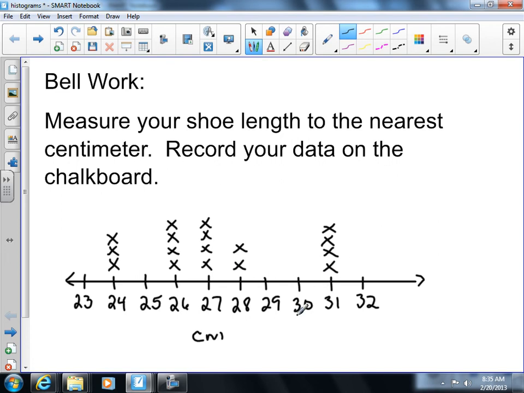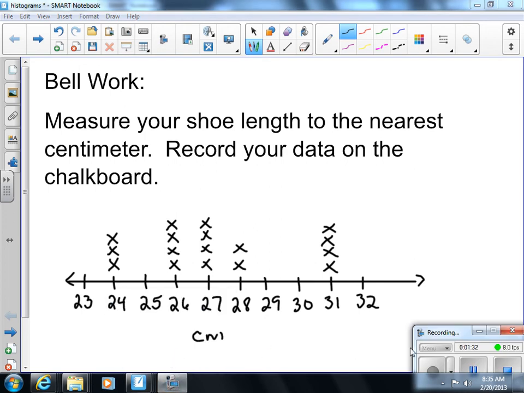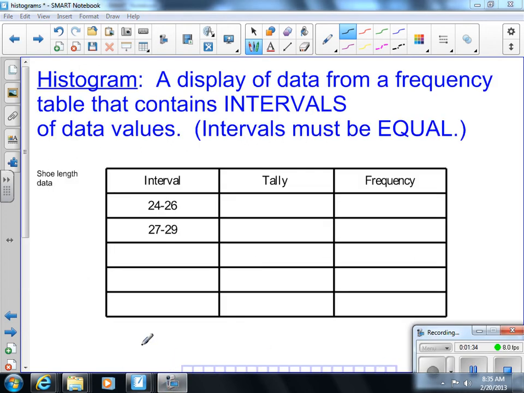What we're going to do today is we are actually going to take this data and put it into a histogram. That's our focus today. So what is a histogram? Well, a histogram looks a lot like a bar graph. But the display of data comes from a frequency table in which you have intervals. An interval is a range of data that goes into that category. Now, this only works if you have numerical data.